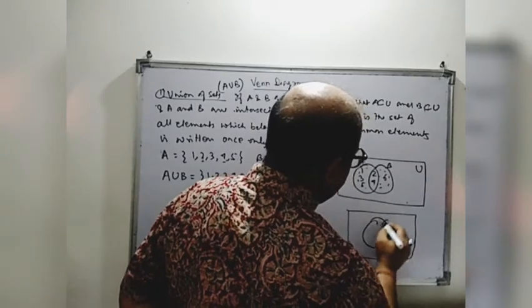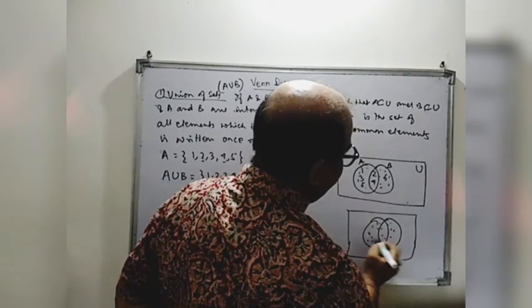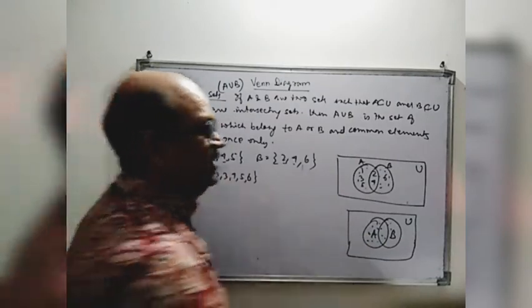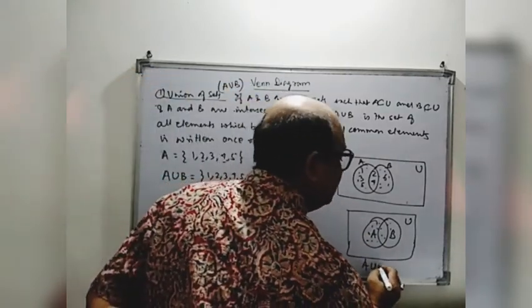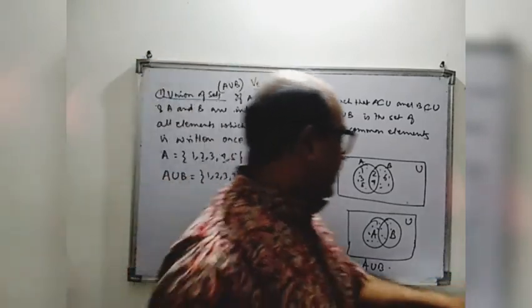This is A, this is B. A union B is written like this. This is A union B. Universal set, A and B. This is how A union B is written. So what is A union B?